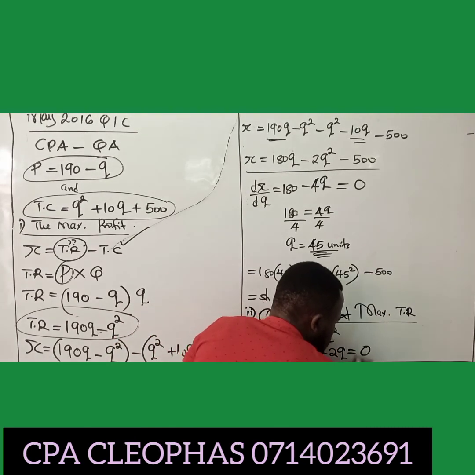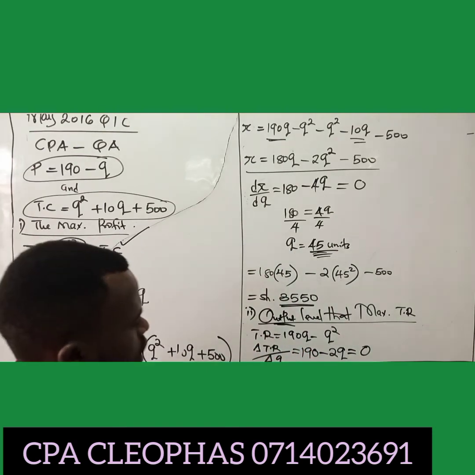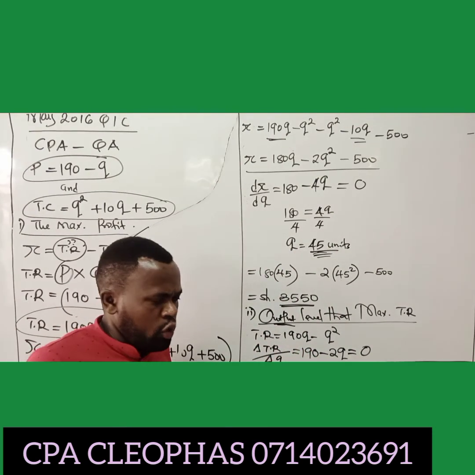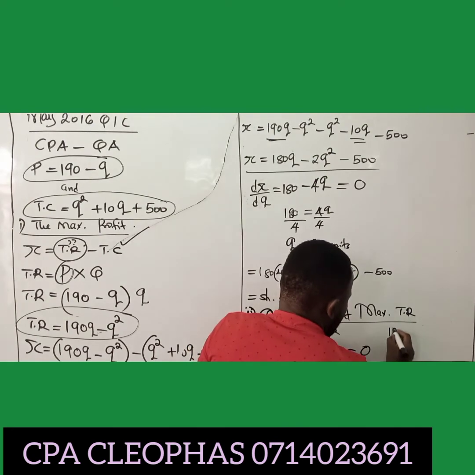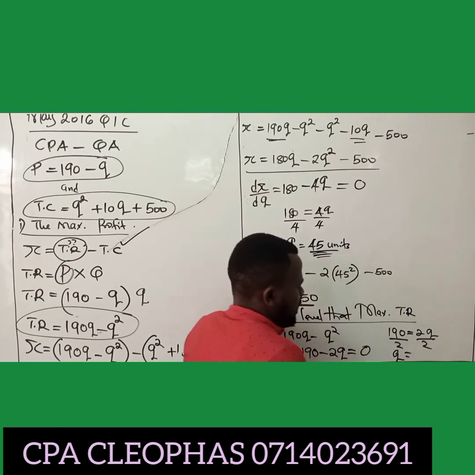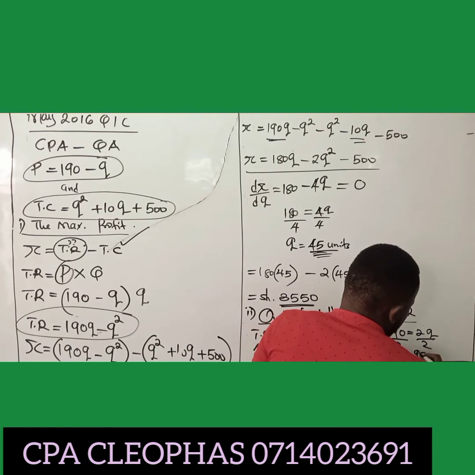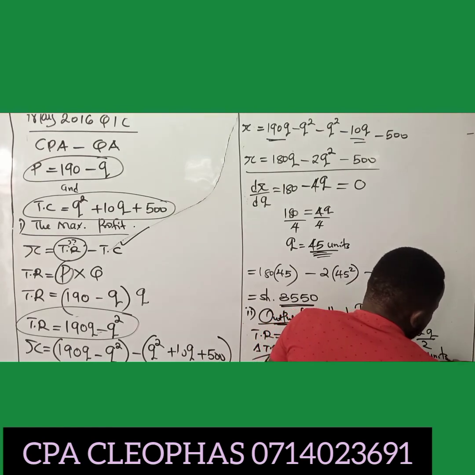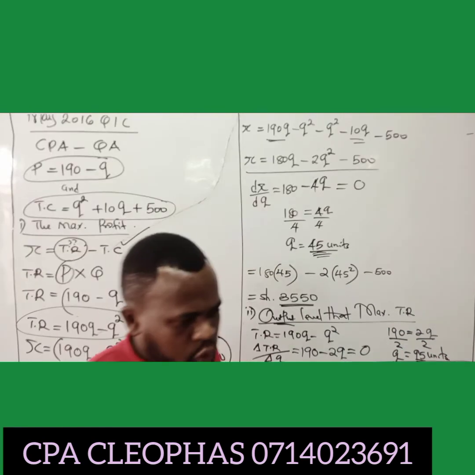You equate the equation to 0. Whenever you differentiate, you must equate to 0. That's what we've just said. So I can get my value for Q: 190 is equal to 2Q. So Q will be divided by 2, divided by 2. Q is equal to what? 190 divided by 2 is 95 units. And that is what the examiner needed for that question.